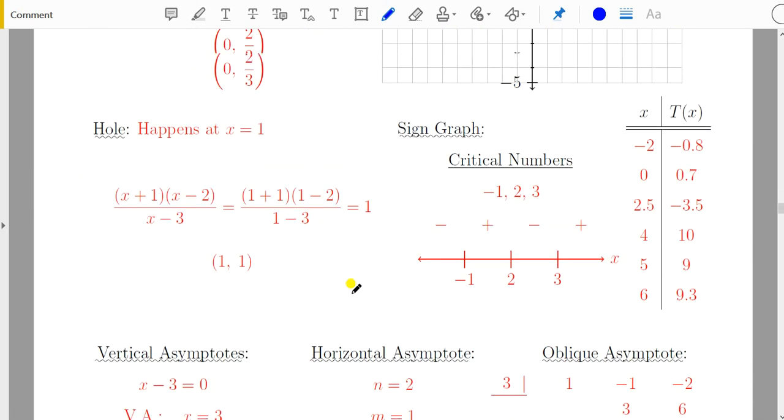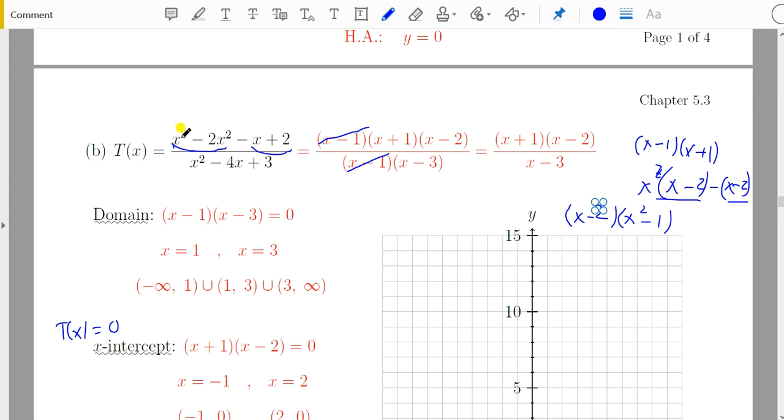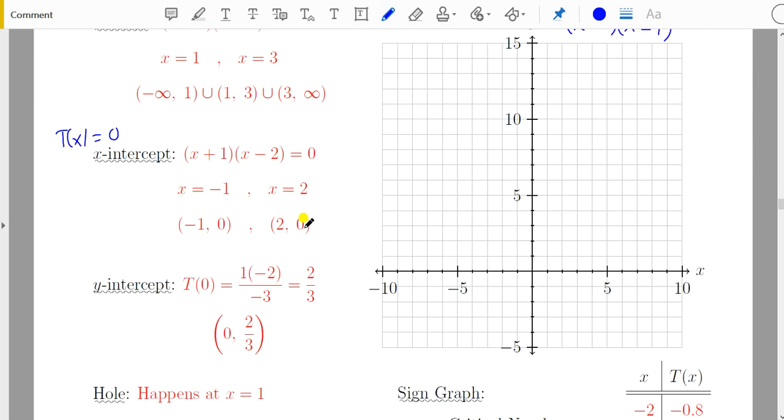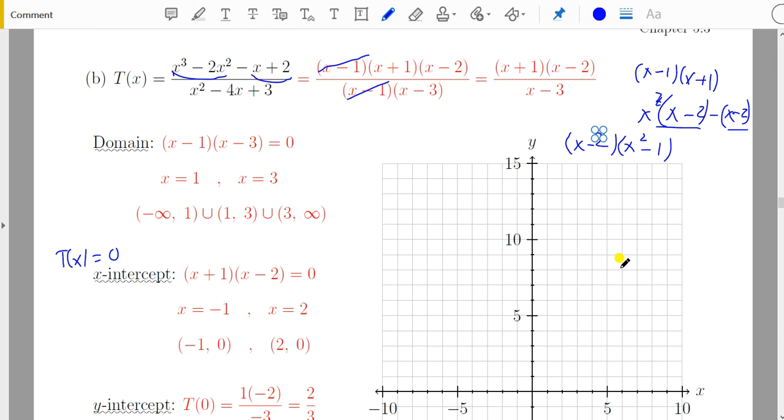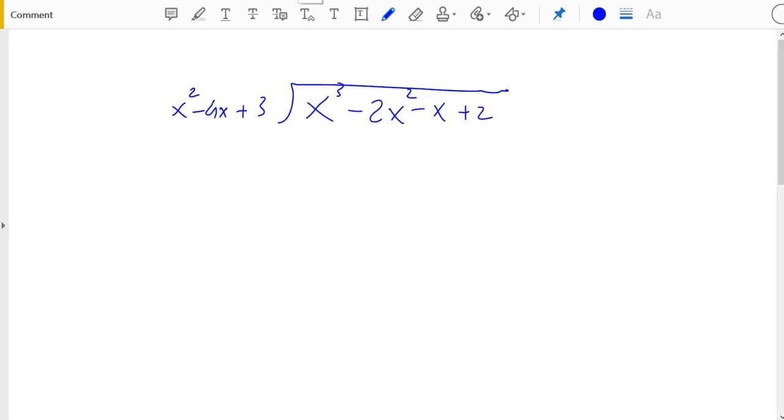And the last one, we also see that the degree in the numerator is bigger than the denominator, and therefore we can find the slant asymptote by using long division. Okay, so we can do the long division here. Let's try that and see what we get. We can do the long division on a separate paper.